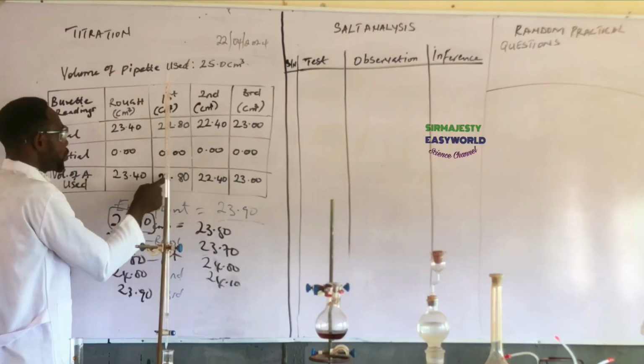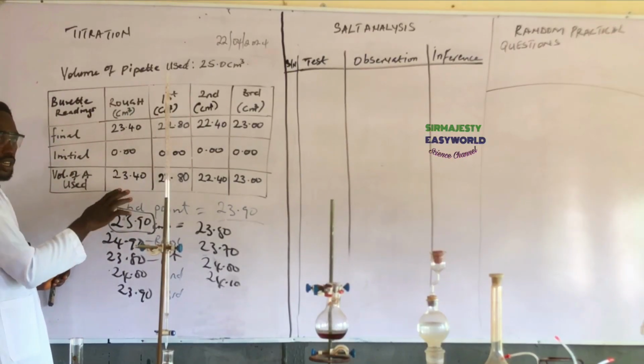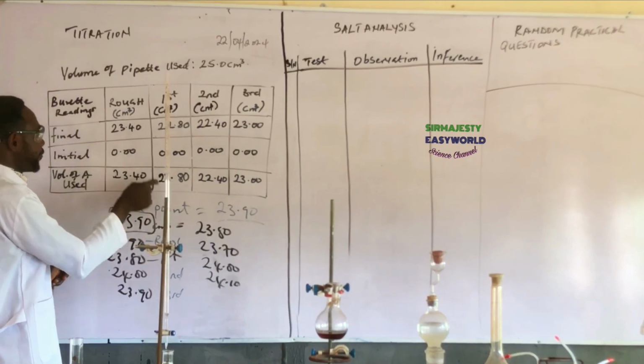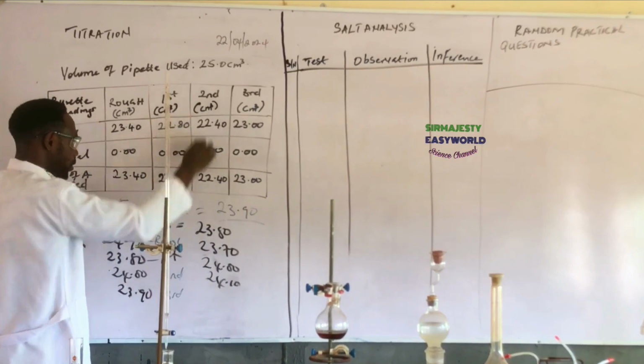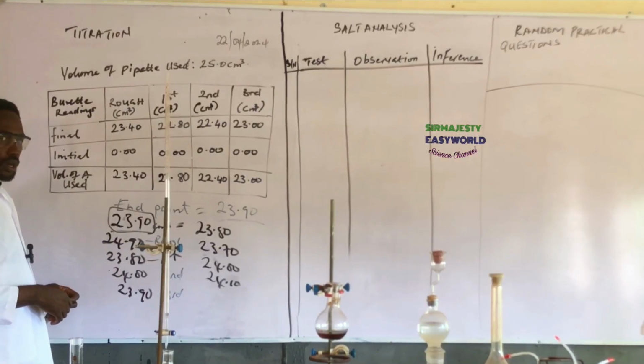So if I want to know the average reading here, that's VA, average reading. I will take my first and my third. I will leave the second because it's not concordant. I hope you get what I'm saying, viewer.